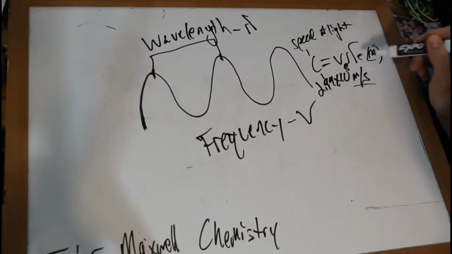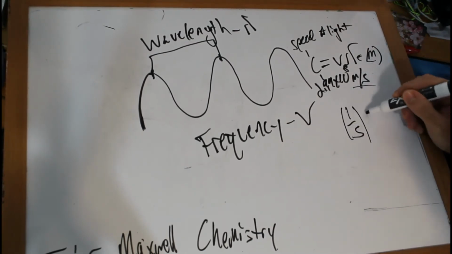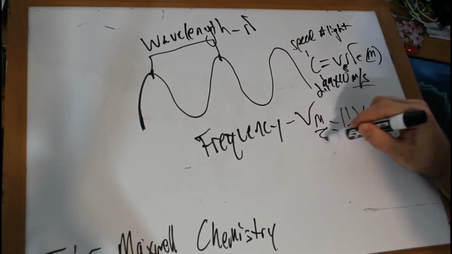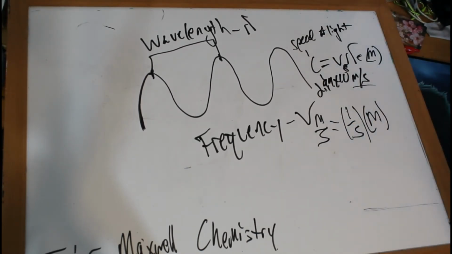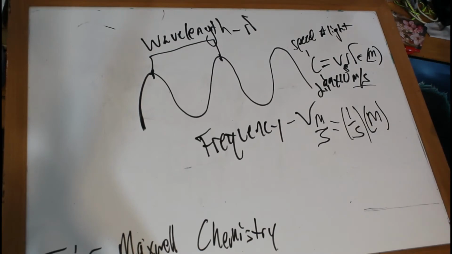And our frequency has to be in units of 1 over seconds. As you can see, meters times 1 over seconds is going to give us meters per second. So that's really important because a lot of times we're going to be given wavelength in another unit, usually nanometers, so we have to convert the nanometers to meters before plugging into this equation.